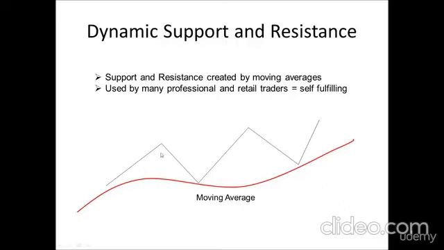As price comes to test this moving average, price is rejected, turning from bearish to bullish, and is rejected a second time, turning bearish to bullish. So this moving average could act as a dynamic support when trading financial markets. Let's look at dynamic support and resistance on a real-life price chart.